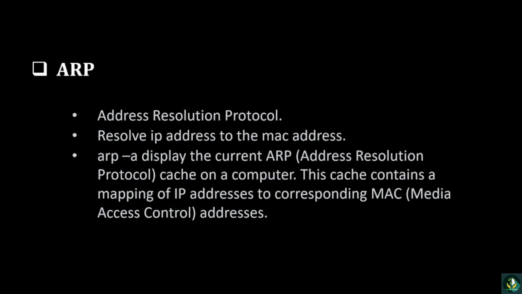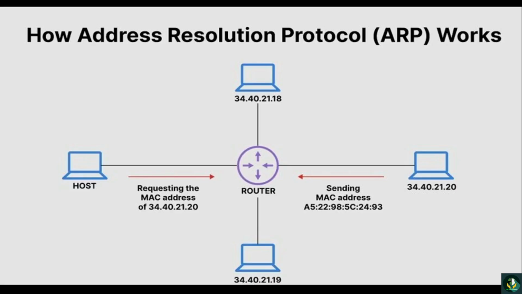Whenever a device wants to communicate with another device on a local area network, it needs a MAC address. Let's see how ARP works. Imagine this scenario with device A and device B. When computer A wants to communicate with computer B, computer A already knows the IP address of computer B. However, to establish communication, it still needs the MAC address.